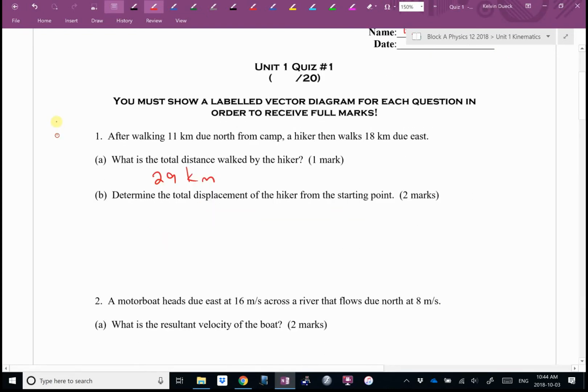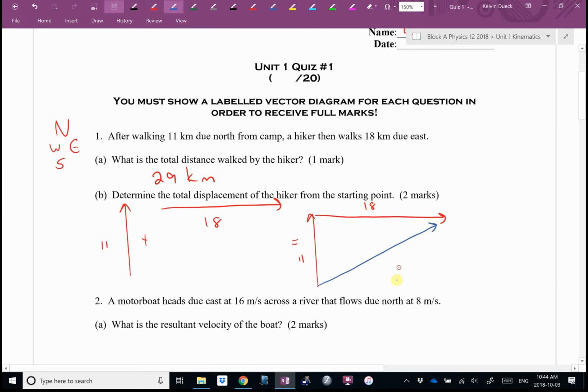Displacement, I see compass directions, Mr. Dueck. I need to draw a compass rose. This person walks 11 north and 18 east, so it's going to look like this. 11, 18. There's the displacement.